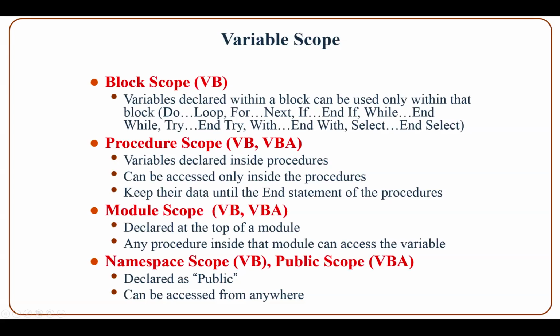Now let's talk about variable scope. The first type of scope is block scope. This scope exists in Visual Basic .NET. Variables declared within a block can be used only within that block. So for example, if you declare a variable within the Do Loop block, then that variable is accessed within that block only.